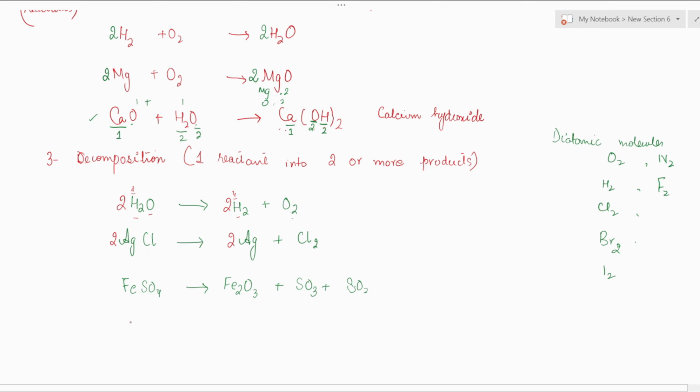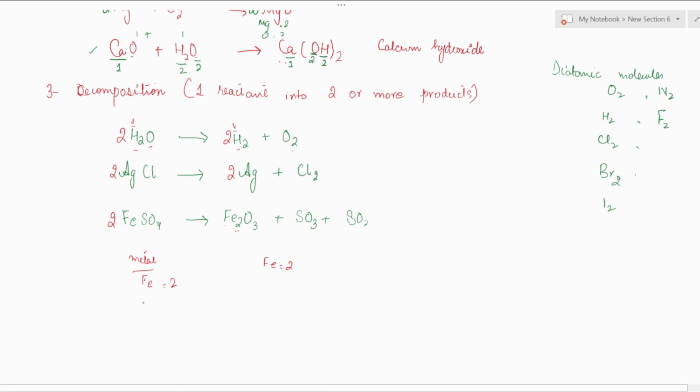I've told you that we have to start from metal, right? So iron is a metal over here. So there are two. Let's put two over here. So there is two iron and two iron. Let's calculate sulfur. How many sulfur on this side? Two. On this side, 1 plus 1, 2. Is it so? Let's calculate oxygen. How many oxygen?